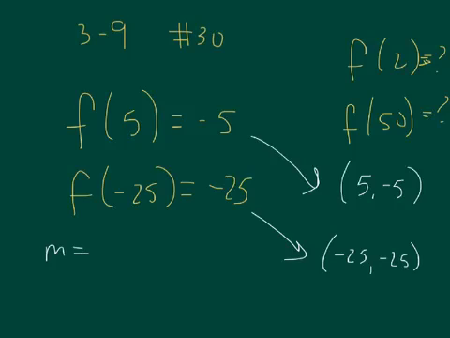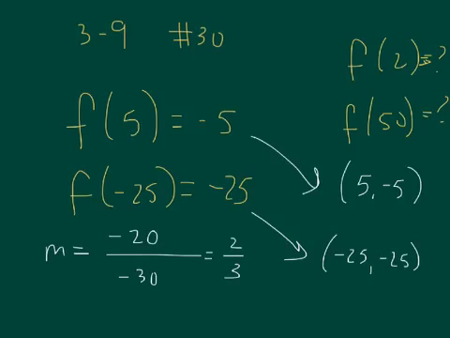Keep going. And so then you put that into your slope equation and you get something like 2/3. So change in y is going to be negative 25 minus negative 5. That's going to give me negative 20. And then negative 25 minus 5 is going to be negative 30. So yes, David's right. 2/3 is our slope.